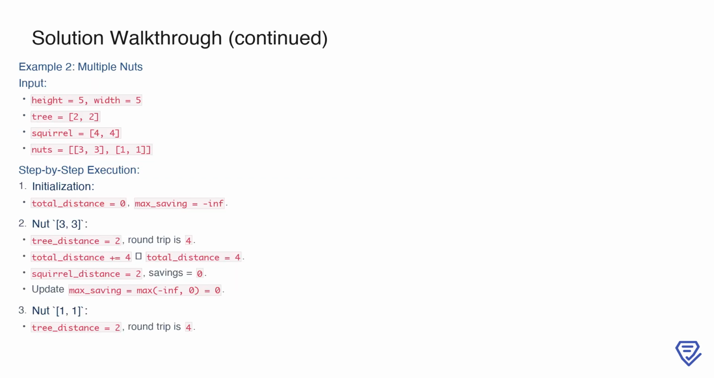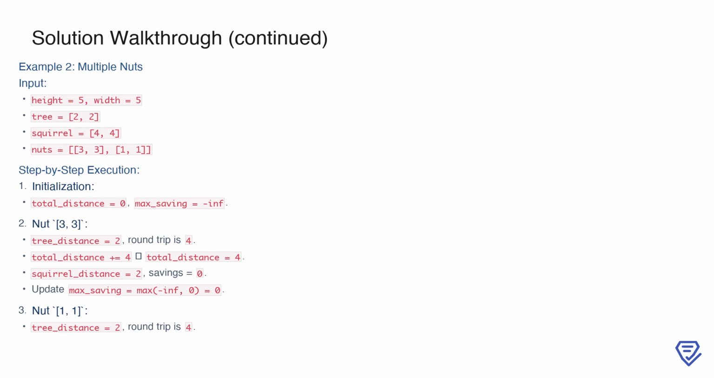Now we look at an example with multiple nuts. The grid remains 5 by 5, the tree is at 2, 2, the squirrel is at 4, 4, and there are 2 nuts at 3, 3, and 1, 1. We initialize total_distance to 0 and max_saving to -infinity.